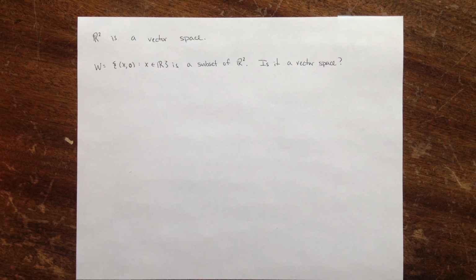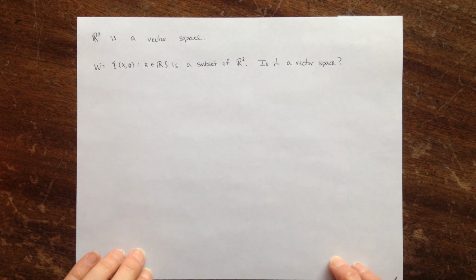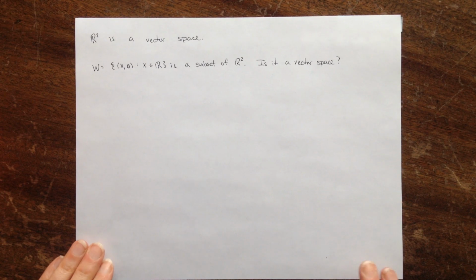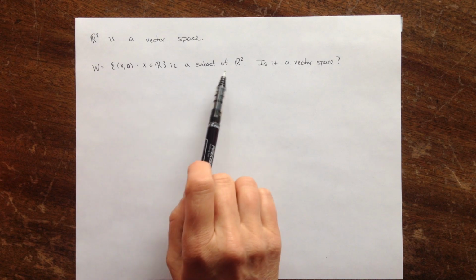So we know R2 is a vector space because R2 satisfies all 10 axioms from the definition of a vector space. So here we have a subset of R2.